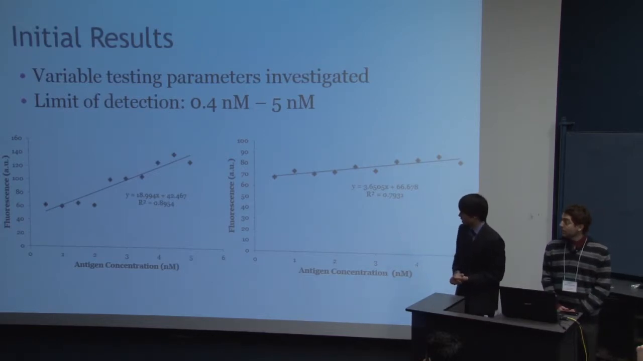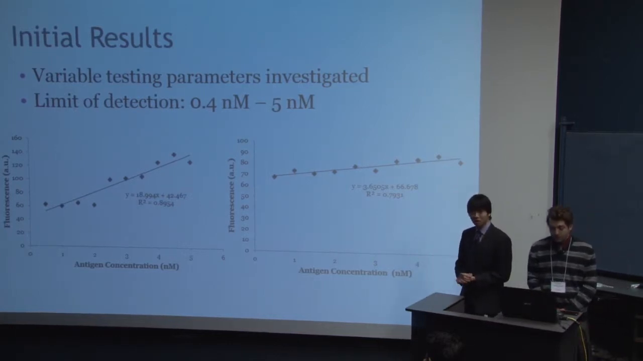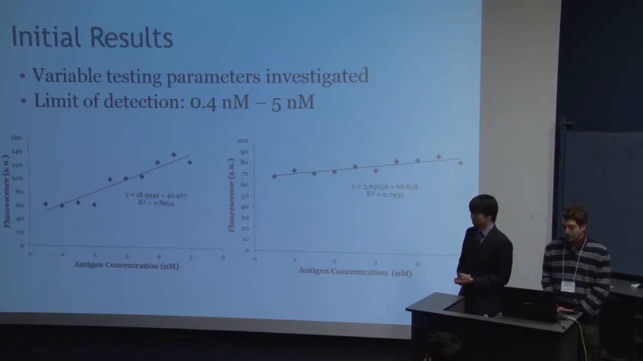On the left, we have basically the very first trial we ever completed. The data looks a bit rough around the edges, but at the time it was a good indication that we were headed in the correct direction because of the positive correlation between the fluorescence strength and the antigen concentration.